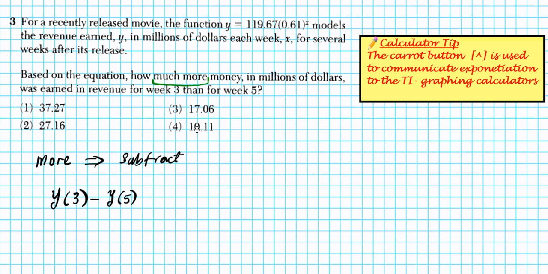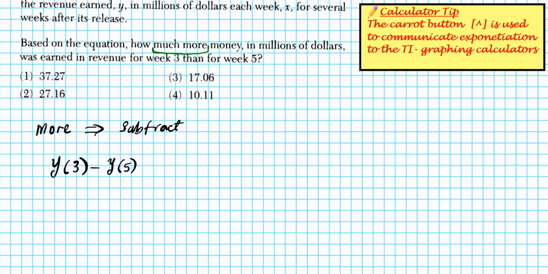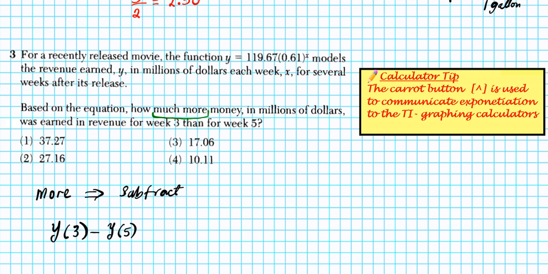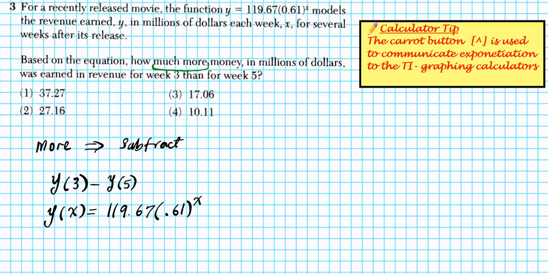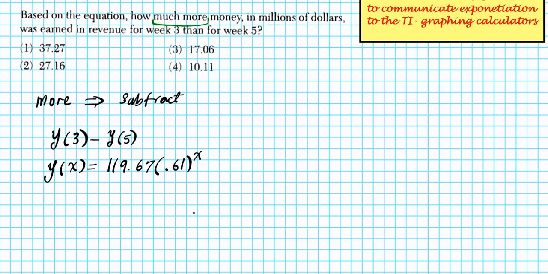So how do we know what y3 and y5 are? We're simply going to use the provided function. The exponential function y of x is equal to 119.67 times 0.61 raised to the x power. Now this problem is also assessing your ability to make accurate use of your calculator.